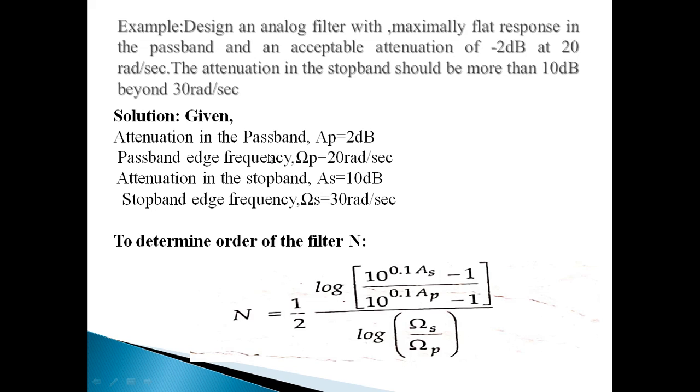So by using this, if you want to design an analog filter, first you need to find out what is capital N here. Capital N can be calculated by using this formula. We know that it is 1 by 2 log of (10 power 0.1 As minus 1) divided by (10 power 0.1 Ap minus 1), log of omega s by omega p. See here, they are given Ap and As values in dB, so you can easily substitute the values here and find out what is N.